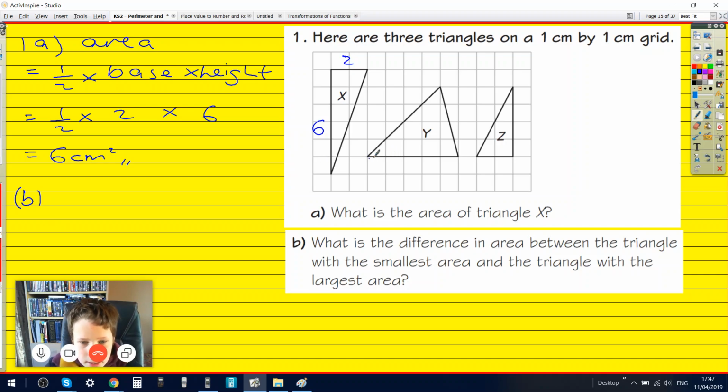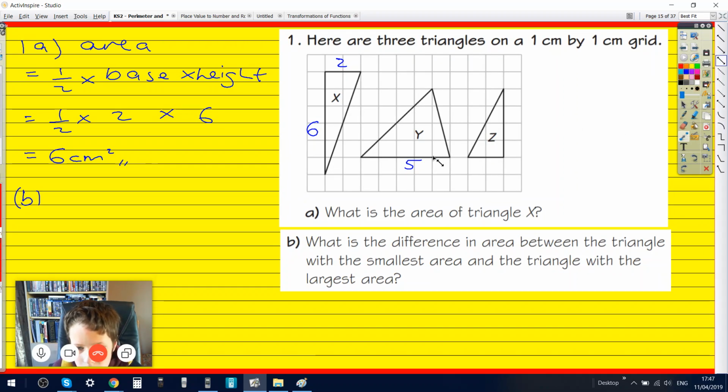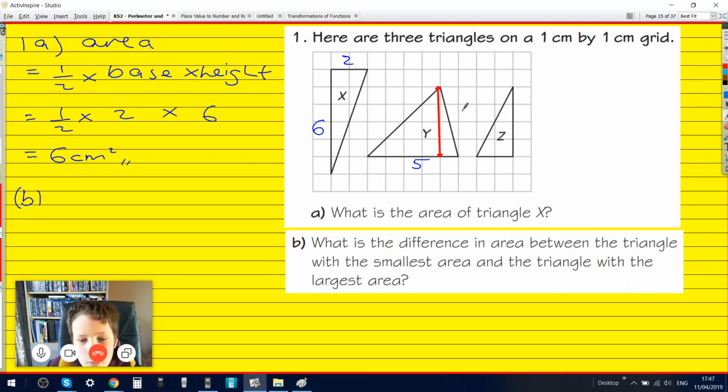And the height is 4 centimeters tall. So it's 5 times 4, which is 20, but it's half. So half of 20 is 10. So we already can tell that the area of triangle Y is bigger than the area of triangle X.